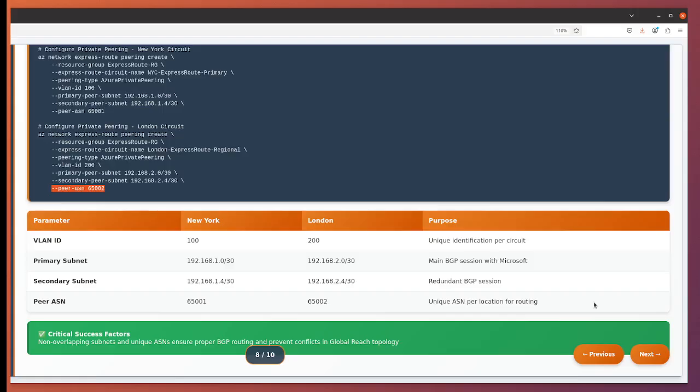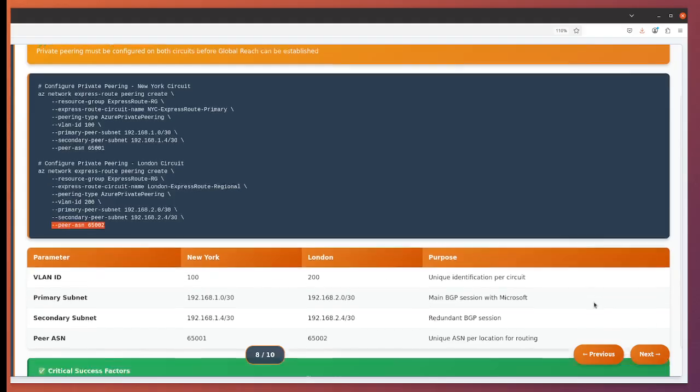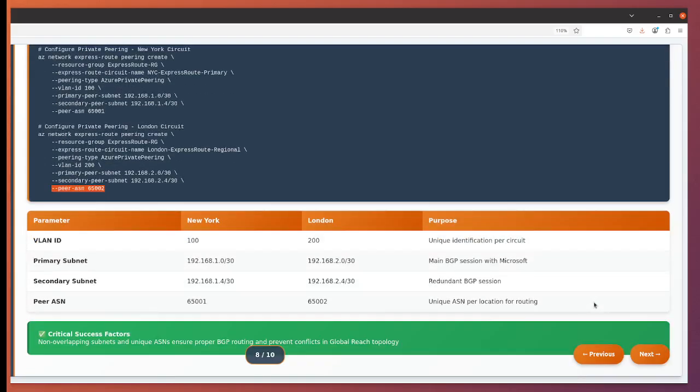Each circuit gets its own /30 subnets for the BGP sessions with Microsoft. Both circuits must complete this peering configuration before we can establish global reach connectivity between them.